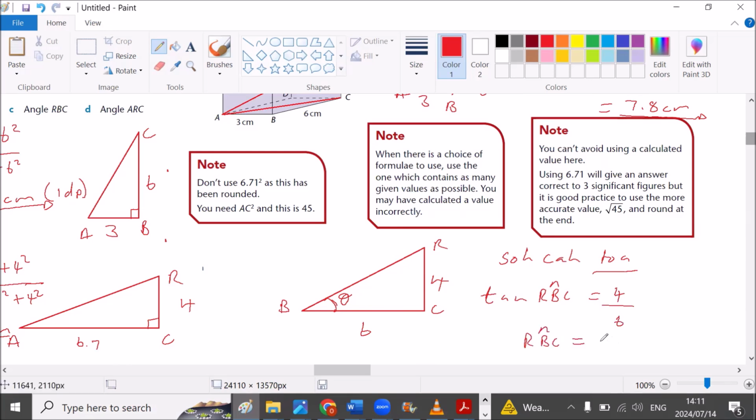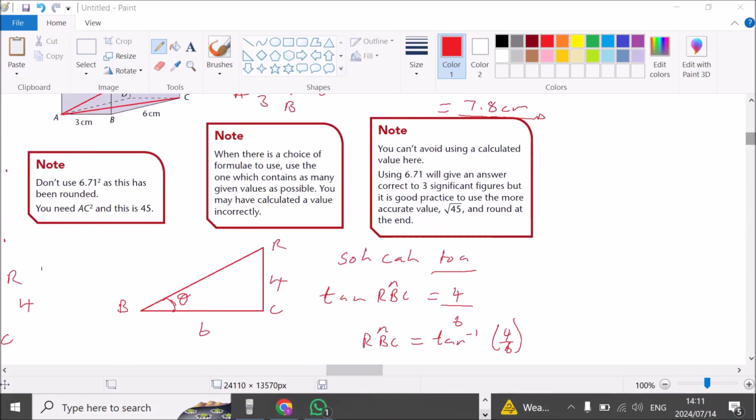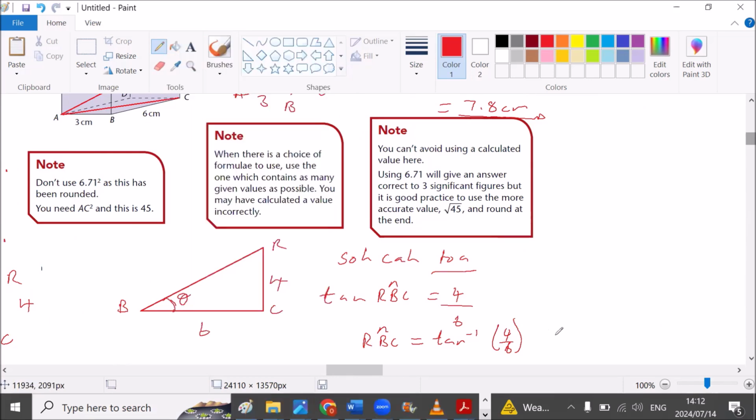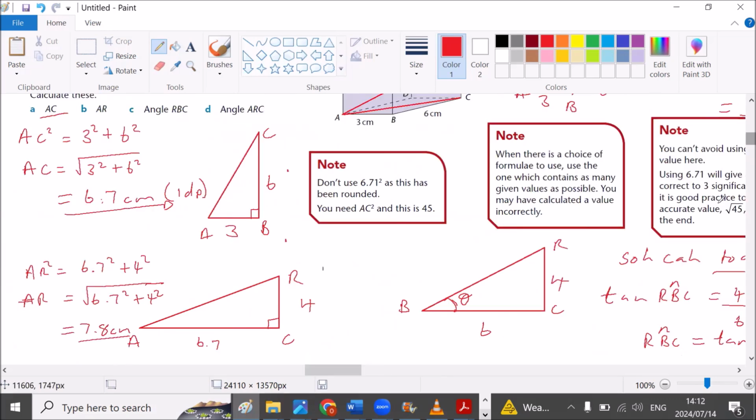RBC is equal to arctan 4 over 6, which we can find from our calculator as shift arctan fraction 4 over 6 close bracket equals 33.7 degrees to 1 decimal place. Always show your accuracy.